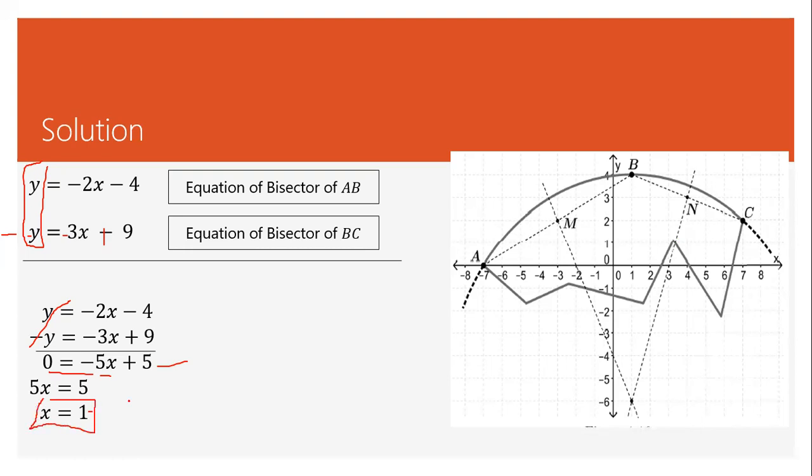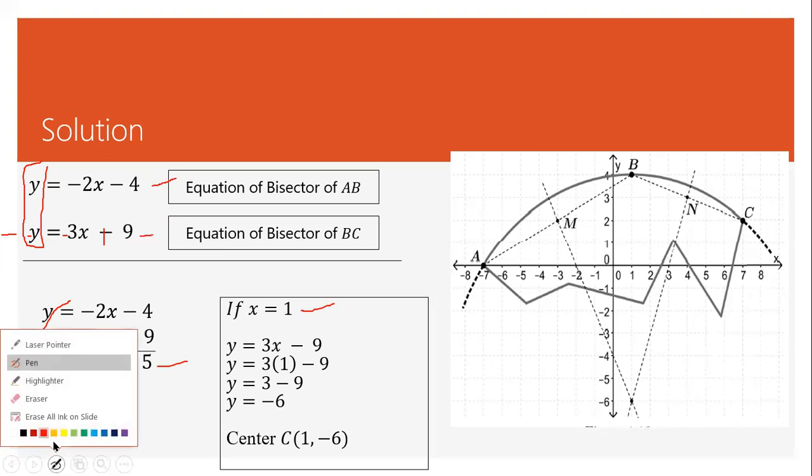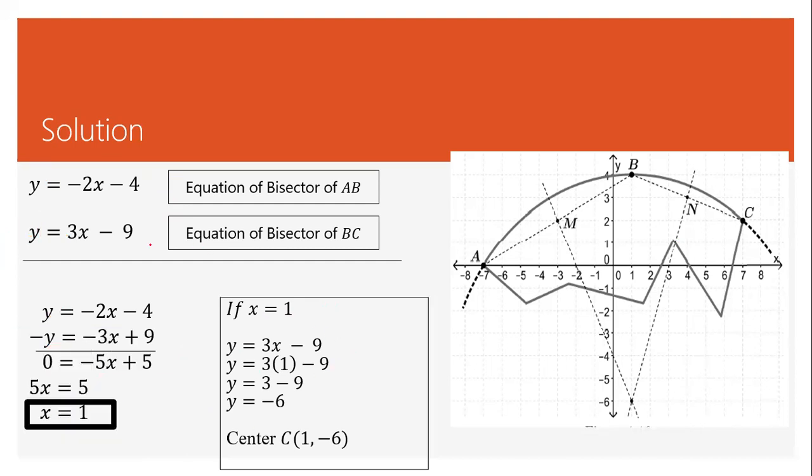Since we have our x, we can determine the y. So if our x is equal to 1, let's get the value of y. Pwede ang first equation, pwede ang second equation ang atong gamiton. So for this example, we use the second equation. Y is equal to 3x minus 9. So y is equal to 3 times 1, that's 3. So 3 minus 9 is negative 6. So y is equal to negative 6. So atong ang center is 1 and negative 6.